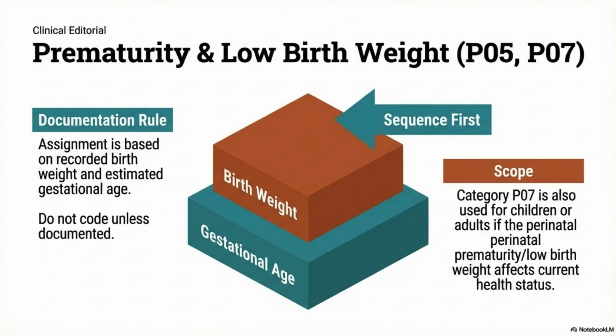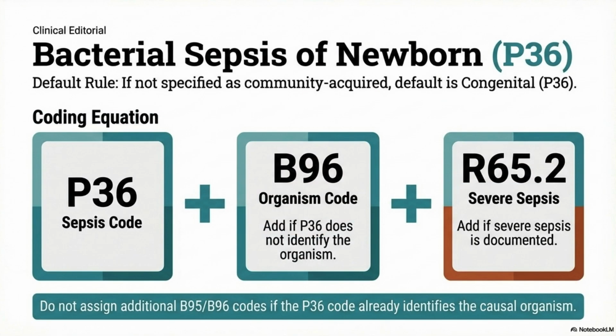You must have the recorded birth weight and the documented gestational age, no assumptions, no estimates. And here's something many coders miss. Category P07 can also be used later in life if the patient's prematurity or low birth weight continues to affect their current health status. When you're coding newborn sepsis, there's an important default rule to keep in mind.